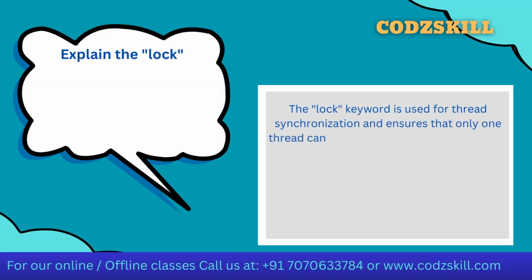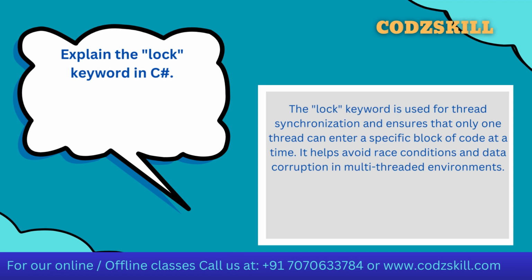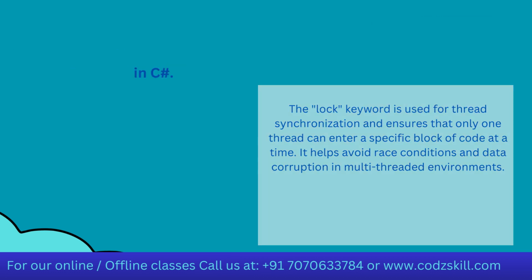19. Explain the lock keyword in C#. The lock keyword is used for thread synchronization and ensures that only one thread can enter a specific block of code at a time. It helps avoid race conditions and data corruption in multi-threaded environments.